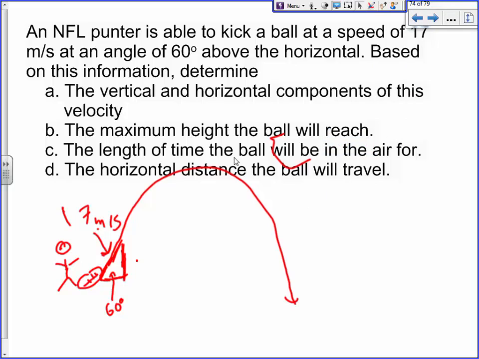So in a way, here's the information I have. I have an angle. The angle is indeed 60 degrees. I have a velocity, but I'm going to call it the resultant velocity, which is 17 meters per second. I don't actually know the x or y velocities. I get to know what the hypotenuse over here is.